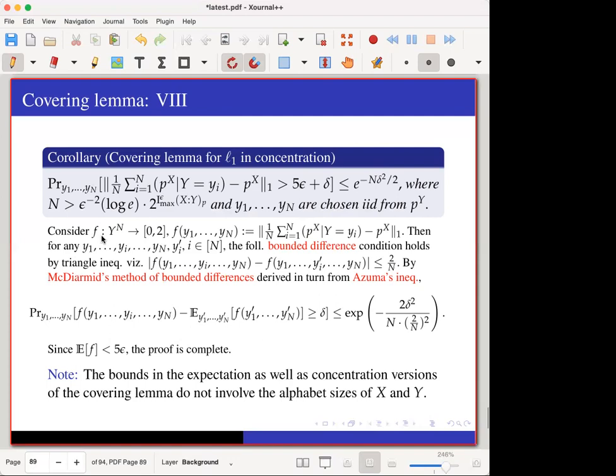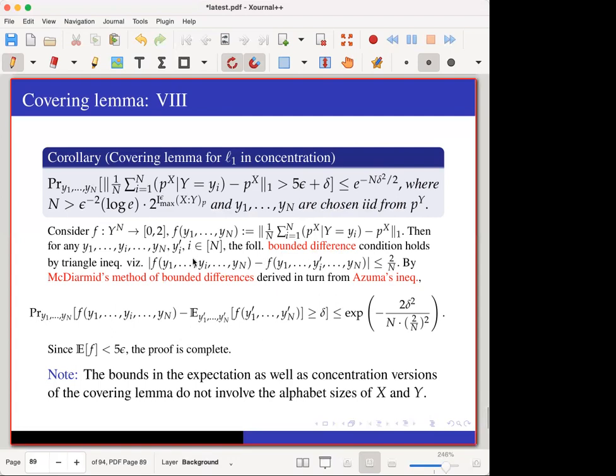Consider the function f, whose domain is y to the power n, the n-fold Cartesian product of the alphabet y, and the range is the real numbers from 0 to 2, both endpoints included, the closed interval 0 to 2. The function takes as input an n-tuple y1 to yn, and this is what it outputs. It looks at the conditional distributions on x given y equal to yi, averages them, looks at the L1 distance from px, and that's the output. This can be anywhere from 0 to 2.